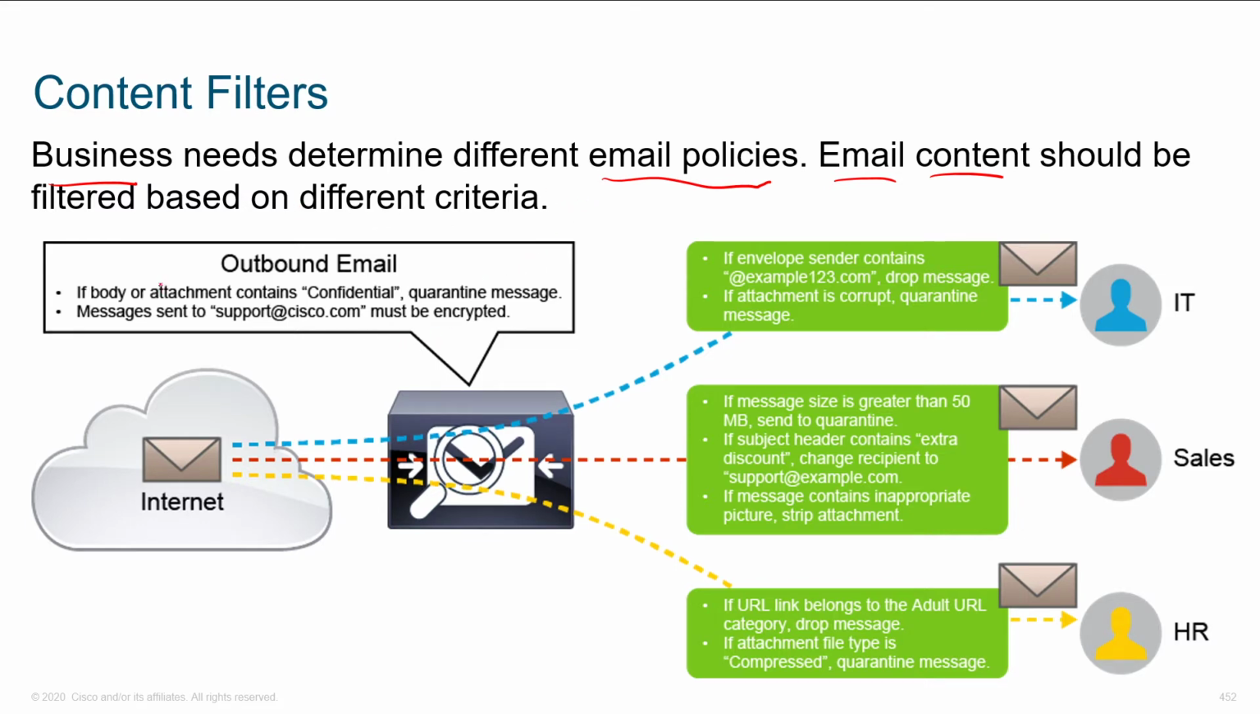So for example, if we want to look at outbound email, and we say if the body or attachment contains confidential, quarantine the message. That's easy enough, right? Everybody's seen PowerPoints, they've seen PDF documents, I'd imagine, with different types of security ratings embedded right there in the document. One of the purposes of this is, A, inform the user that it's something that shouldn't be distributed. Anybody who looks at it sees a confidential watermark, it knows it needs to be handled differently.